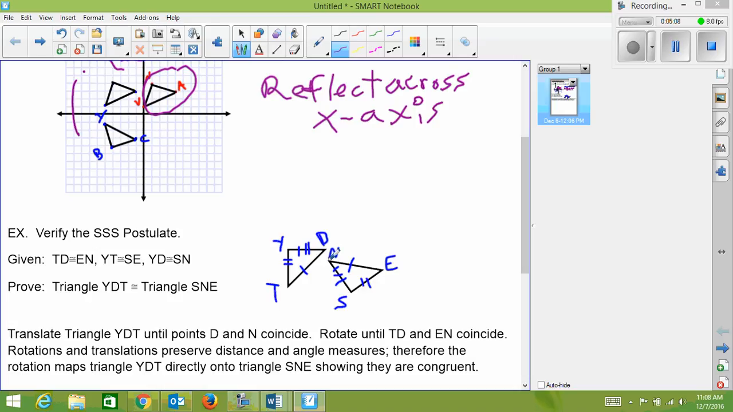Then I'm going to rotate it around that point until TD, this side right here, matches up with EN. I would basically take this and rotate it until this side matches up right here. Rotations and translations both preserve distance and angle measurements. Therefore, the rotation maps triangle YDT directly onto triangle SNE, showing that they are congruent. So that proves the SSS postulate works. Because I can do this series of transformations and have it be exactly on top of the other one, they have to be congruent.